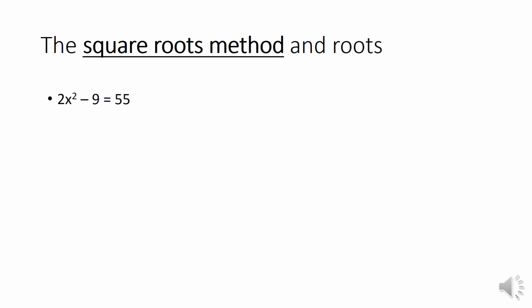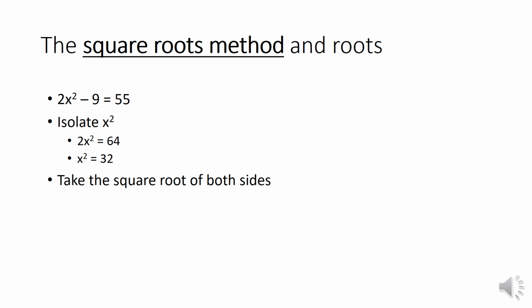Now our first step is always trying to isolate x squared. So to do that, I'm first going to add 9 to both sides of the equation. So we now have 2x squared is equal to 64. And next I'm going to divide both sides of the equation by 2. So now I have x squared is equal to 32. I've now isolated x squared, so I can move on to the second step. The second step is going to be taking the square root of both sides. Alright, so what's the square root of x squared? That's just x. So x is going to be equal to the square root of 32.